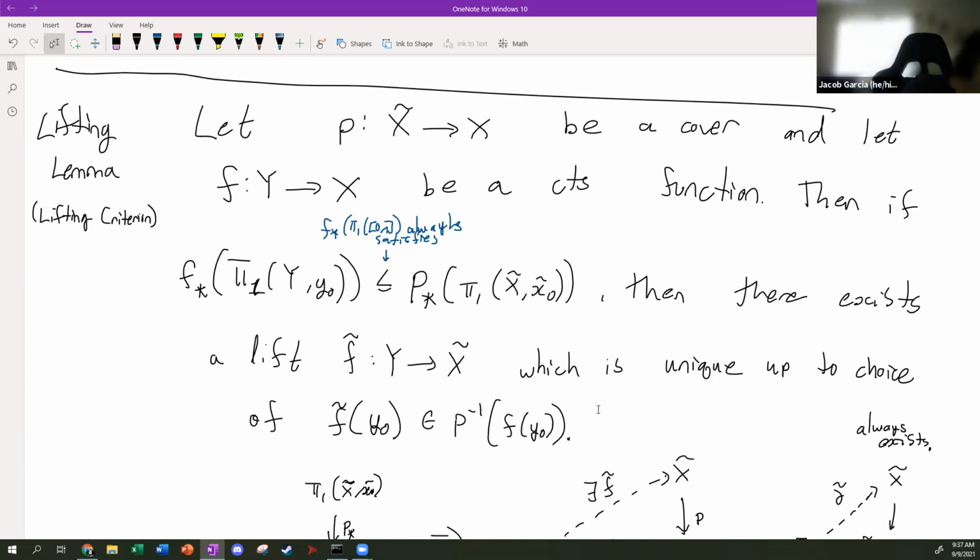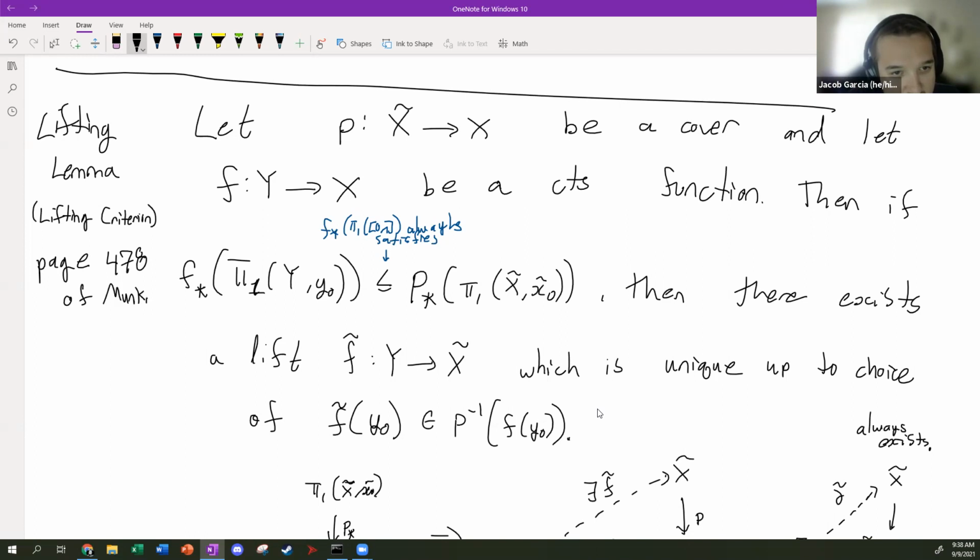Once upon a time, I had a copy of Munkres, and it was by my desk. And it appears to have vanished. Oh, no, there it is. Okay, so the lifting lemma, this is page 478 of Munkres.